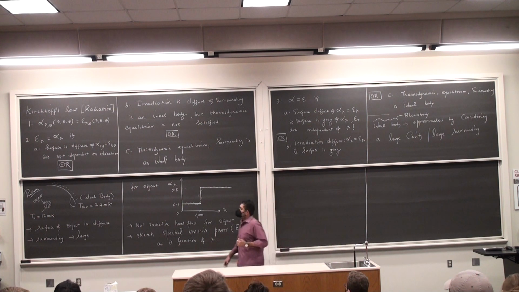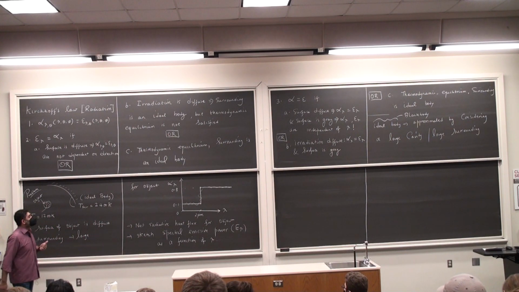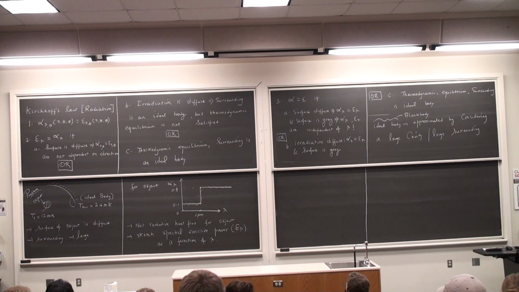The surface is told to be diffuse. If the surface is diffuse, then we directly make use of Kirchhoff's law and say that epsilon lambda is equal to alpha lambda. So even if epsilon lambda is not given, I can make use of the same distribution.